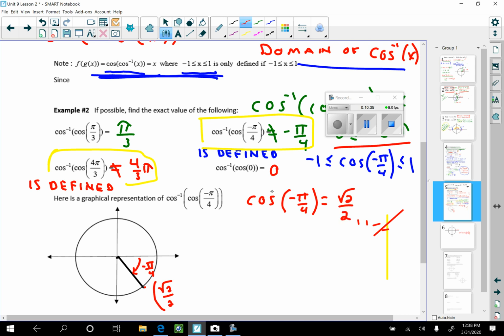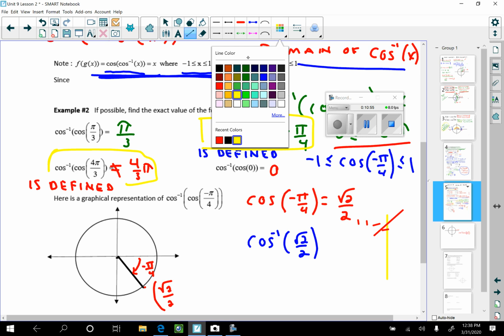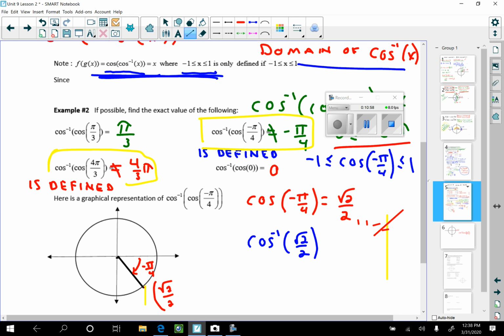So what I really want then, I want to know what this is: the inverse cosine of square root of 2 over 2. And I know that from Unit 9, Lesson 1. But if I want to do my graphical representation, all I need to do, I'm going to come over here and sketch this yellow vertical line right here. And I'm going to label this point right here square root of 2 over 2.